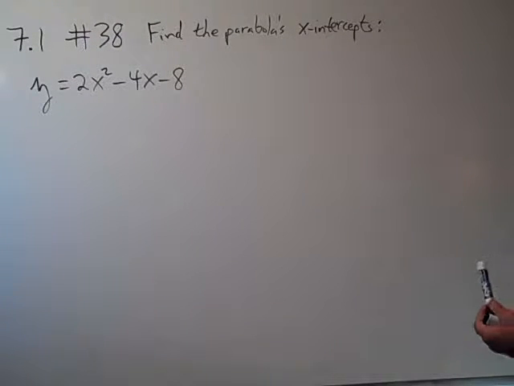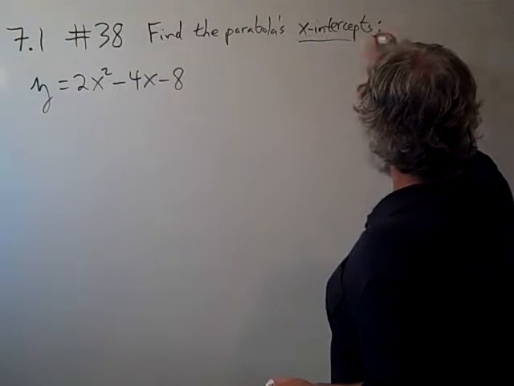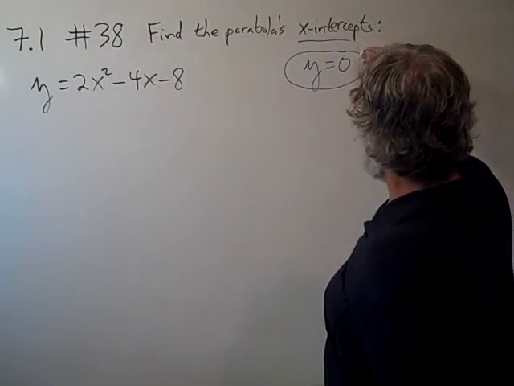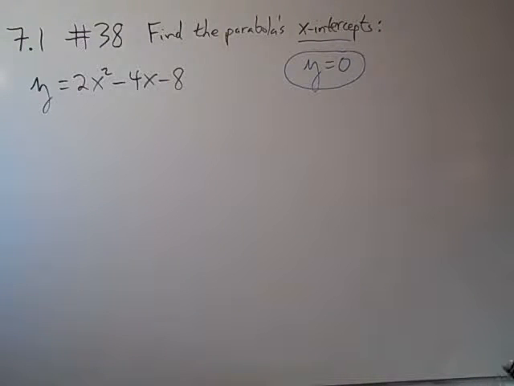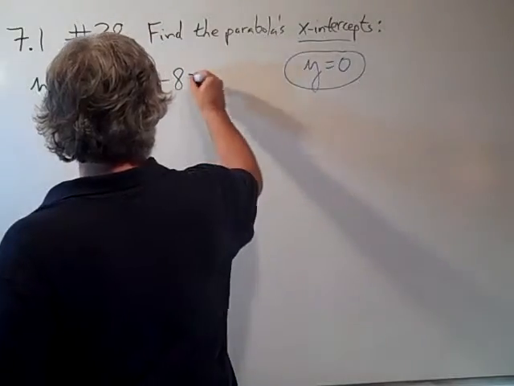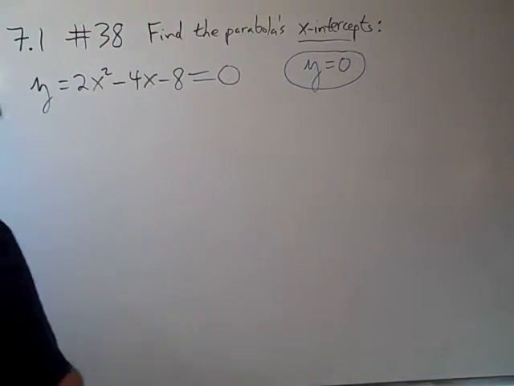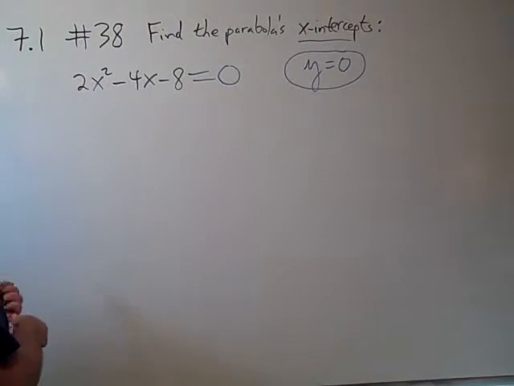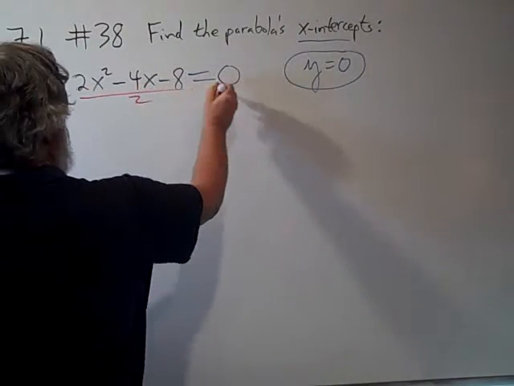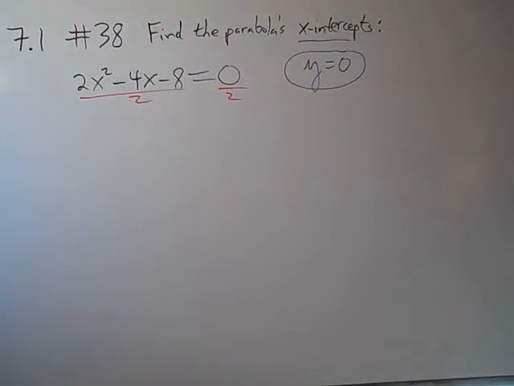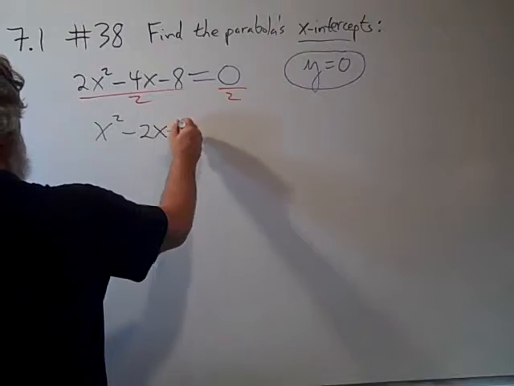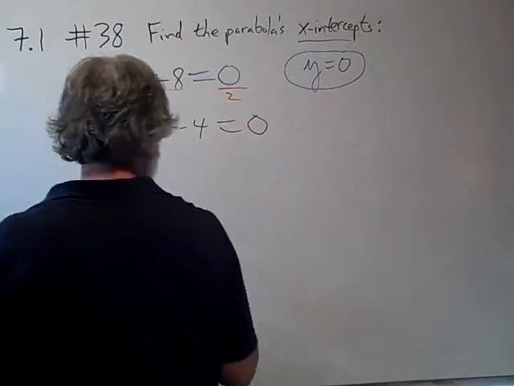To find the x-intercepts of this parabola, first recall that x-intercepts always mean that y is equal to 0. So if we set y equal to 0, then this whole quadratic is 0. And if we divide by 2 on both sides, we get that x squared minus 2x minus 4 equals 0.